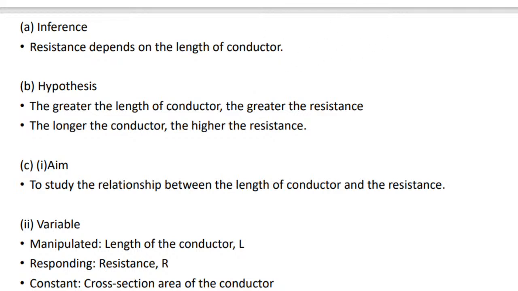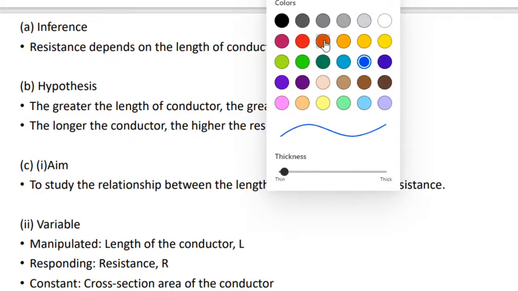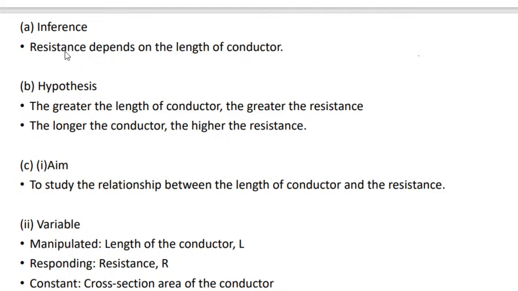Okay, so this one I think semua okay dah. Resistance depends on the length ataupun brightness depends on the length of the conductor. Hypothesis, the greater the length, the greater the resistance. The longer the, you can use this also. Tapi cikgu prefer student to use in your inference you have length and resistance ataupun length and brightness. So here you use length also. Okay, so the greater the length, the greater the resistance. You can also use this, the longer the conductor, boleh. But I prefer student to use like this.